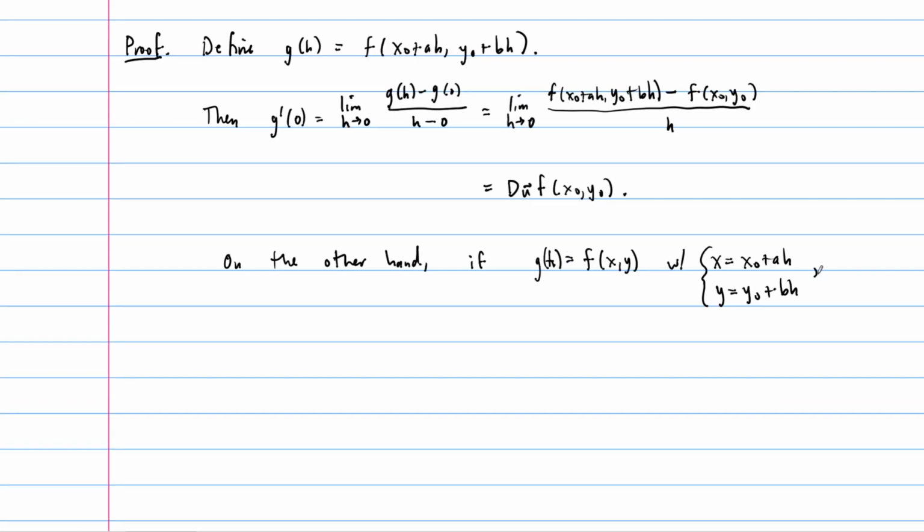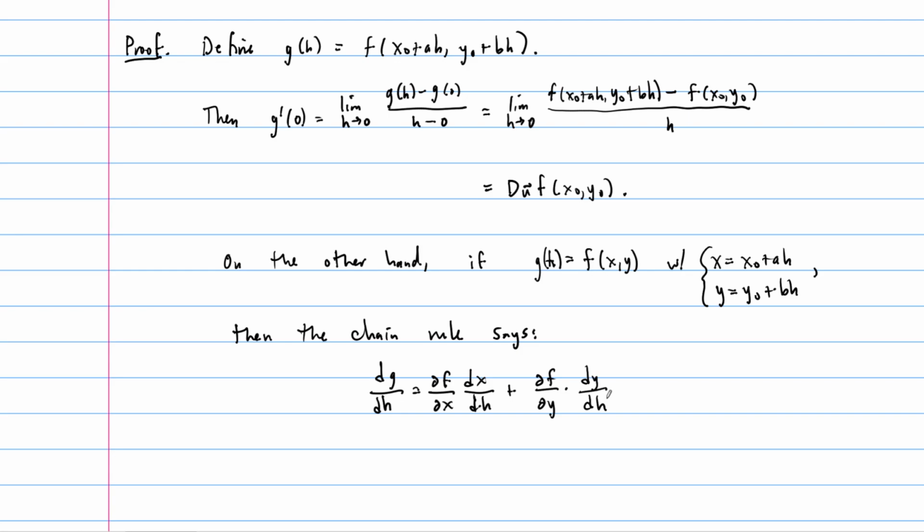Then we can apply the chain rule, right? So the chain rule says the following. It says that the derivative of g with respect to h, so dg by dh, is equal to, chain rule, df by dx times dx by dh, right? Plus df by dy times dy by dh.